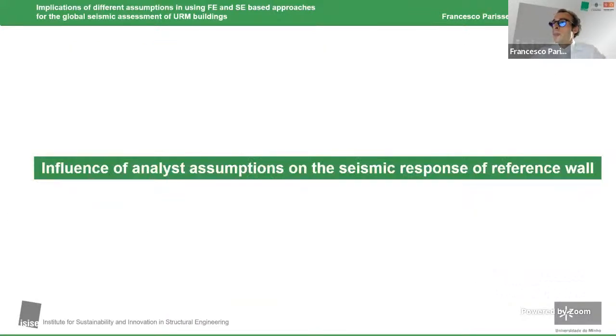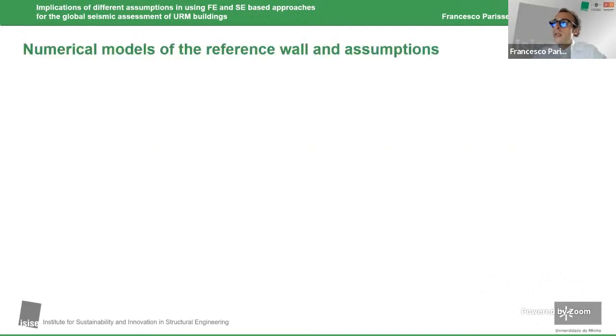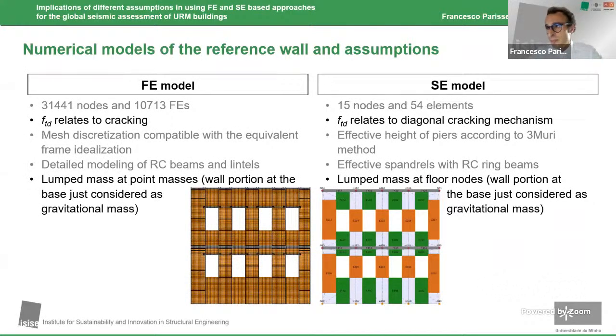And moving to the main core of the presentation, the influence of the analyst's assumptions on the seismic response of the reference wall, I will start this section by just giving you a brief overview of the two finite element and structural element models and the differences between the two, in particular related to the tensile strength, which in the finite element models drives the occurrence of cracking, whereas in the structural element model, it's just related to the diagonal cracking mechanism.